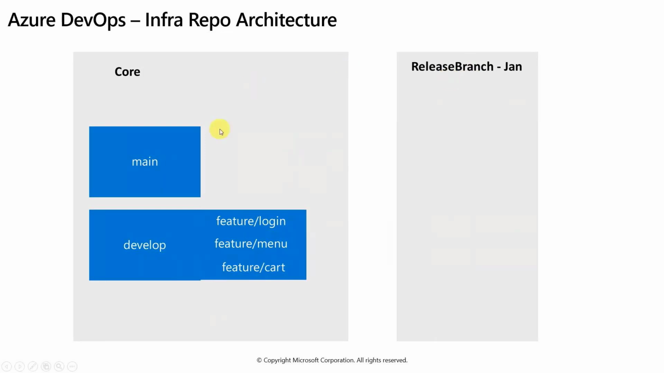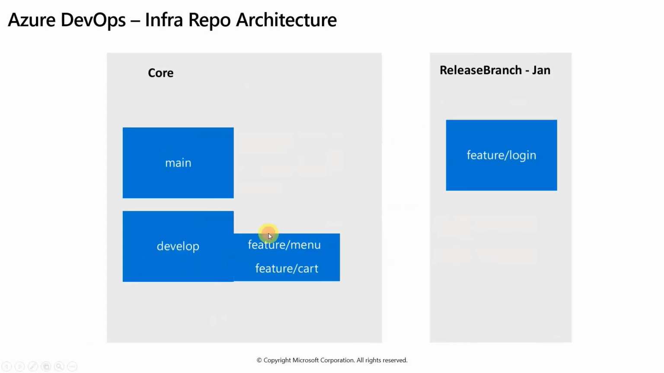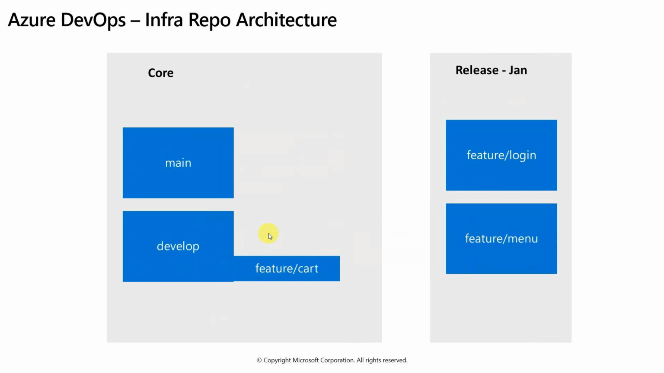So what we should do is, from main, whatever is in current production, create this release branch. At this point of time, this release branch and main will be the same. Now we wanted to promote only login and menu in the January release. So now cherry pick this commit and this commit as well. Cherry picking means picking up only the selected commits from a given branch. Does it make sense now? You understand cherry pick?